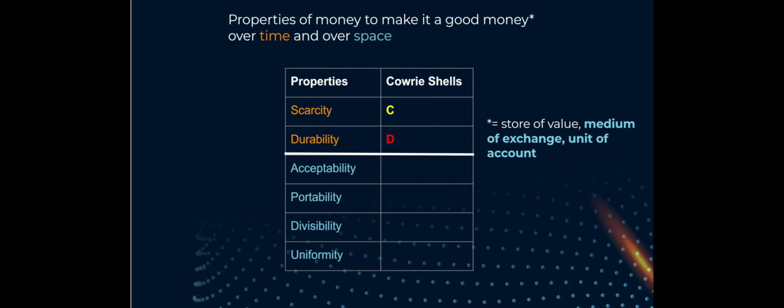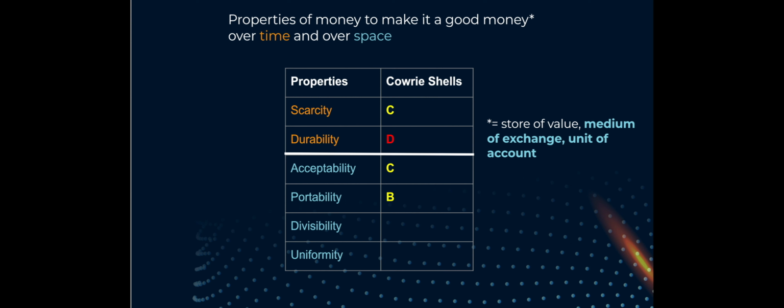Let's quickly go through these remaining properties, starting with acceptability. Cowrie shells were widely accepted and recognized as a form of currency in specific regions where they were commonly used. In these areas, people were familiar with the value and function of cowrie shells as money, which made them acceptable within local economies. So for those reasons, we'll give it a C. Now for portability. While individual cowrie shells are small and lightweight, large transactions or accumulation of wealth in cowrie shells could lead to storage and transport challenges. Therefore, we could grade it at about a B.